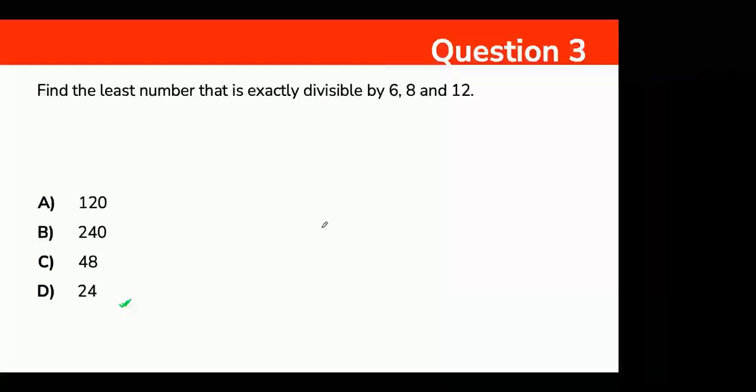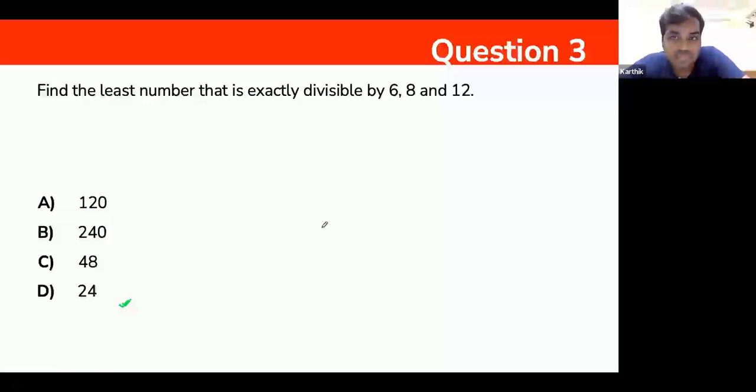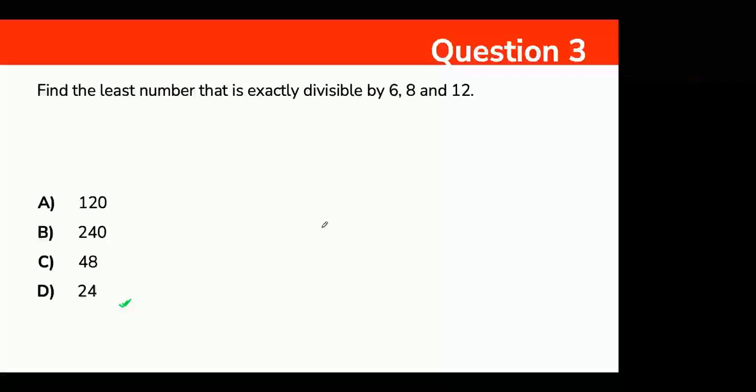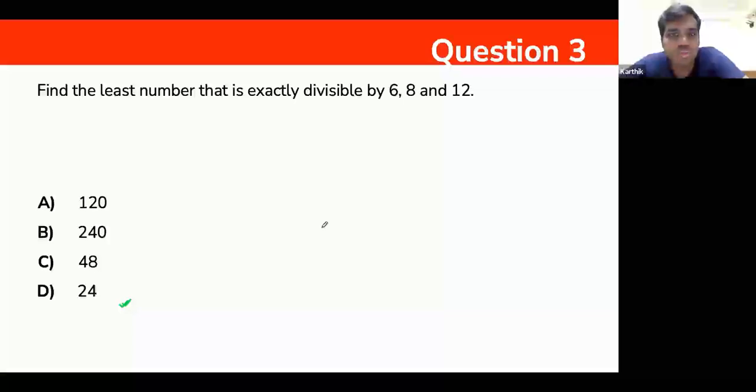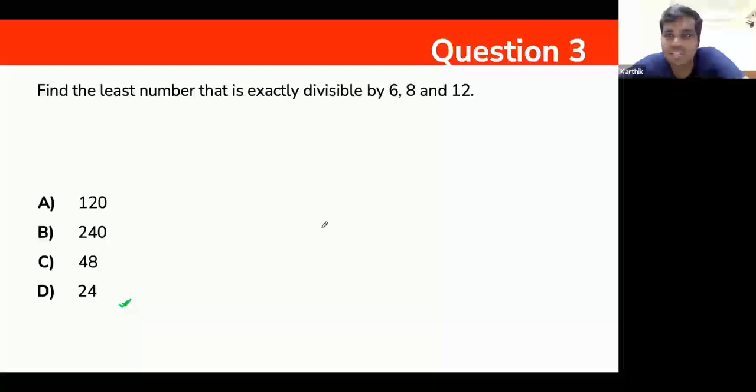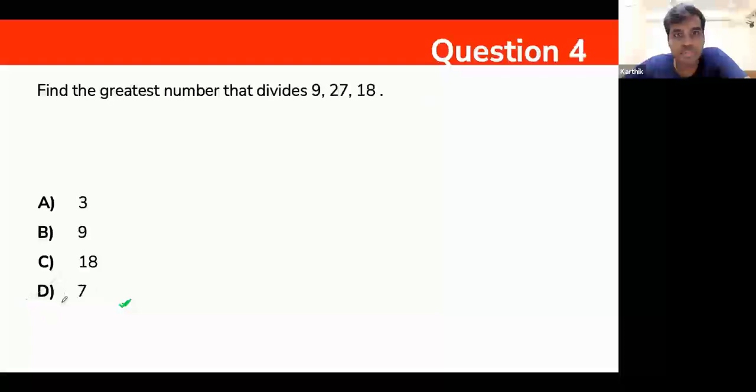So 24. What is the least number that is exactly divisible by 6, 8 and 12? The answer is 24. 12 into 2, 8 into 3, 6 into 4. That is the least number that is exactly divisible. Clear? So there is no difficulty in answering this. Next.